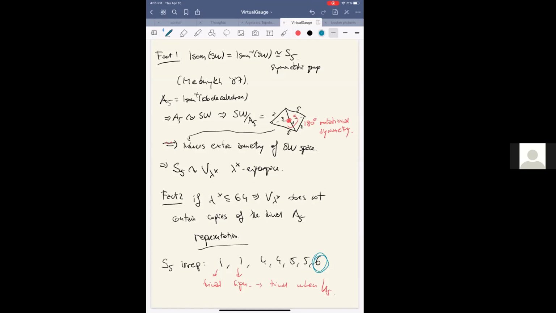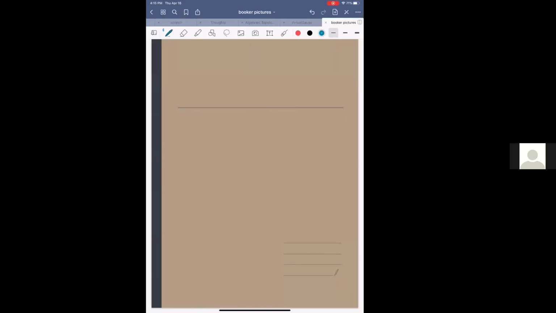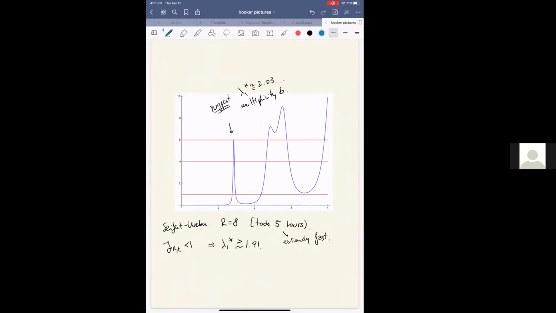Maybe we can look at other quotients and some representation theory of S5. One could try to show that it's 6-dimensional. The natural conjecture is that the eigenspace is 6-dimensional with eigenvalue 2.03.